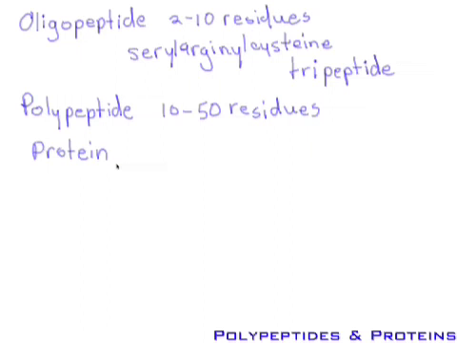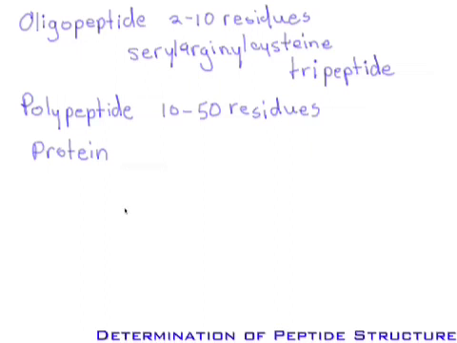Now, peptides are formed in the gastrointestinal tract during digestion of protein by proteases. And proteases are enzymes that hydrolyze peptide bonds. Peptides are found in all types of organisms and have many functions. Now, it is very important to be able to determine peptide structure. How can one go about determining peptide structure?